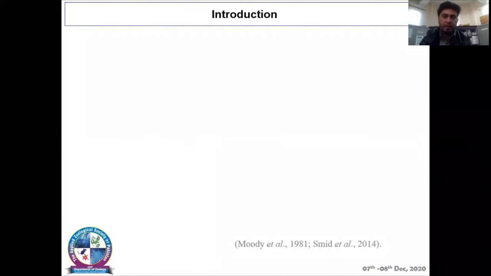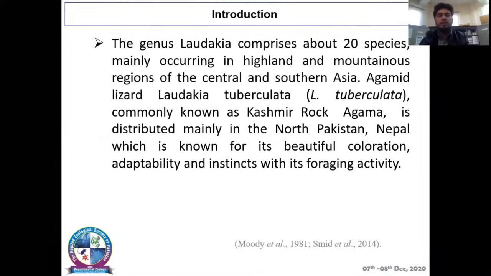So here is the introduction. The genus Ladakia comprises about 20 species, mainly occurring in highland and mountainous regions of Central and Southern Asia. The agamid lizard Ladakia tuberculata is commonly known as the Kashmiri rock agama, and it is mainly distributed in northern Pakistan, Nepal, and India. The species is known for its beautiful coloration, adaptability, and instincts with its foraging activity.